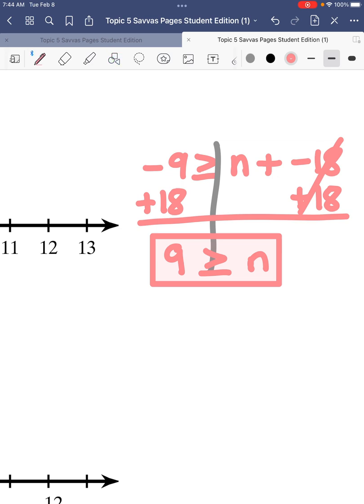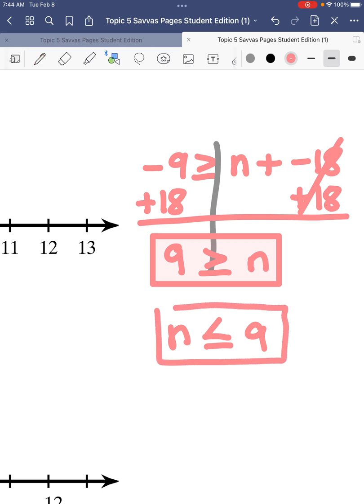However, I would prefer to write it so I have n over here and 9 over here. So notice the pointy side of my inequality is towards the n. So I need to keep it that way. So I'm going to flip my sign, less than or equal to. So n is less than or equal to 9, or 9 is greater than or equal to n. Those are equivalent answers. I will take both of them on the quiz tomorrow.